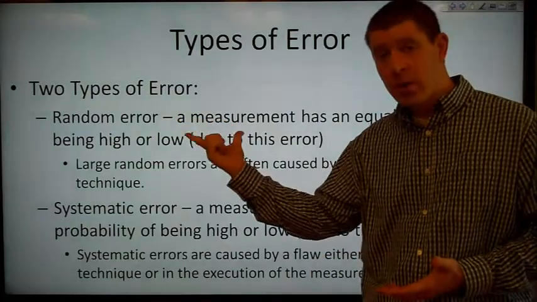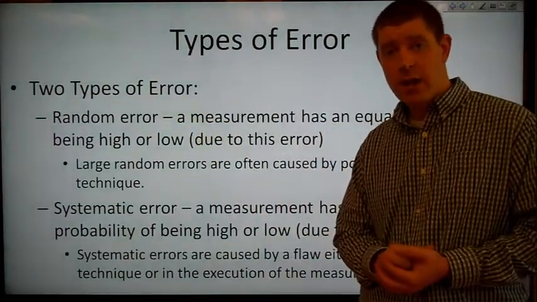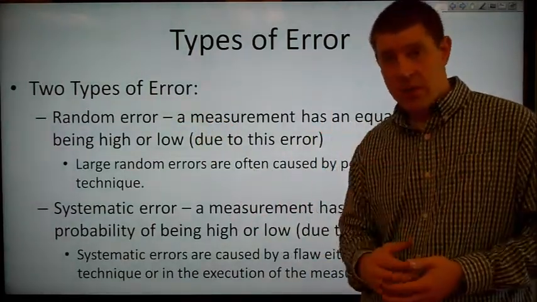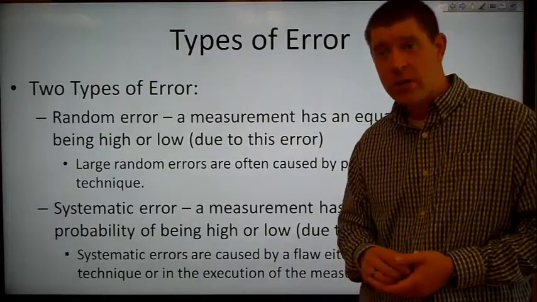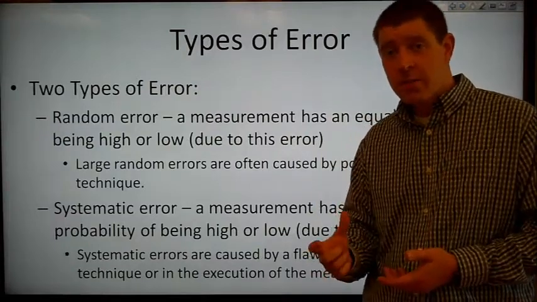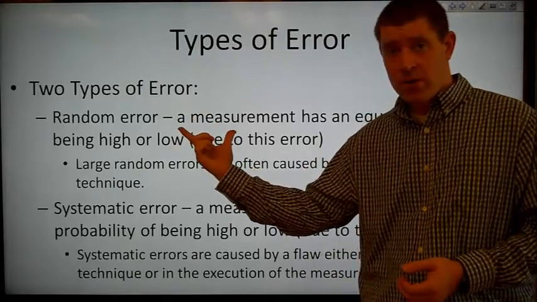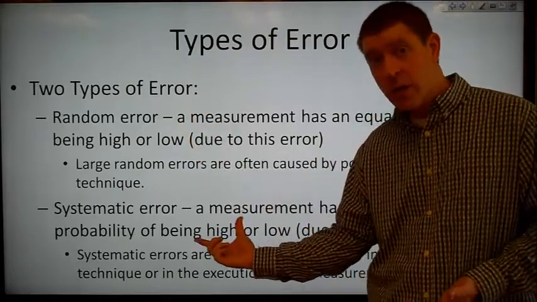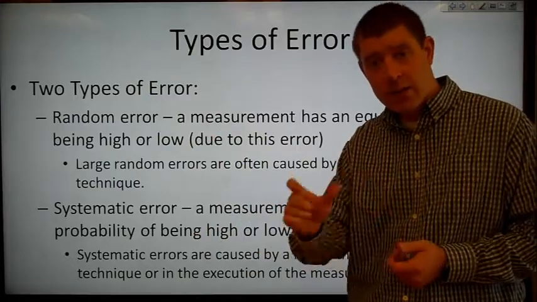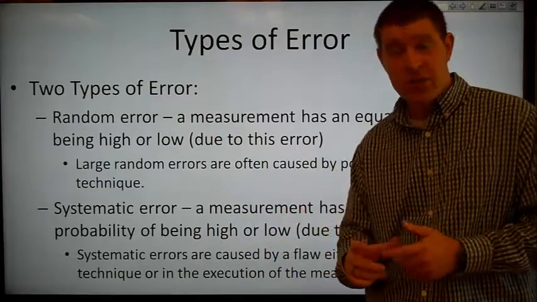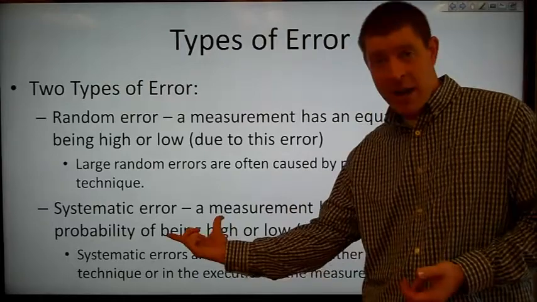If I have just a very old balance that is in disrepair, that is not giving me reliable numbers, if it's giving me random errors, so I put an object on the balance and it reads 10 grams, and the next time I put it on it reads 20 grams, that same object, without changing anything in between, that will give me random errors. It may also be giving me systematic errors. But if every time I put the mass on the balance, it gives me the same mass, it's just wrong, that's a systematic error.